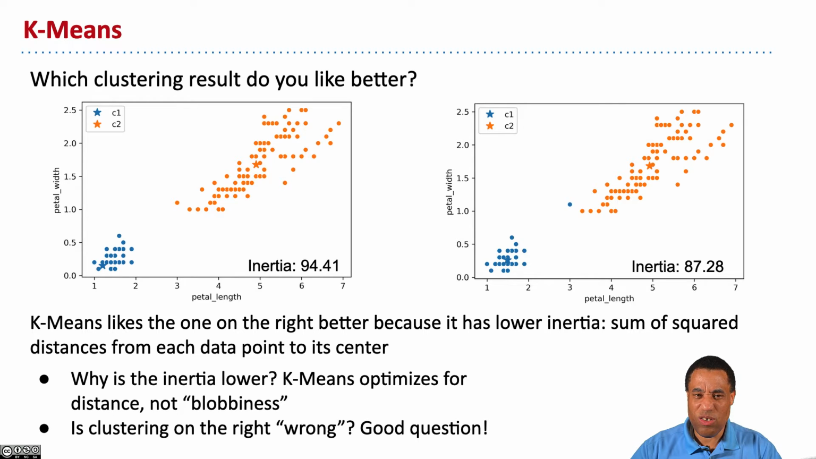But it makes our picture less blobby, right? The one on the left is a nice blue blob on the left and a yellow blob in the upper right. Whereas on the right picture, we have this lone blue dot. And so is that clustering on the right wrong? Well, that's kind of a good question. It's also the perfect segue to agglomerative clustering.